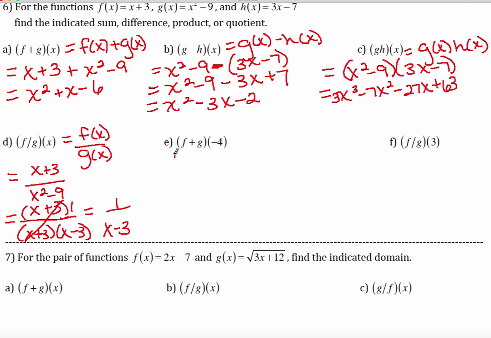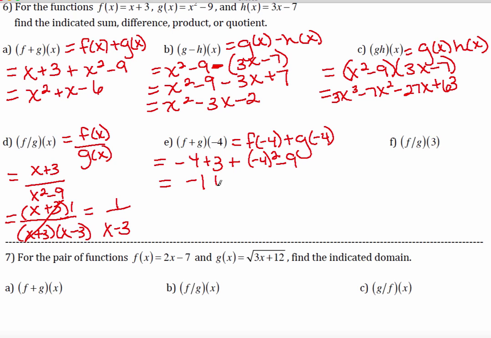And now we'll go ahead and do f of negative 4 plus g of negative 4. And f of negative 4 is negative 4 plus 3. And g of negative 4 is negative 4 squared minus 9. And then negative 4 plus 3 is negative 1. Then we have plus 16 minus 9. And then you get 16 minus 10, which is 6.